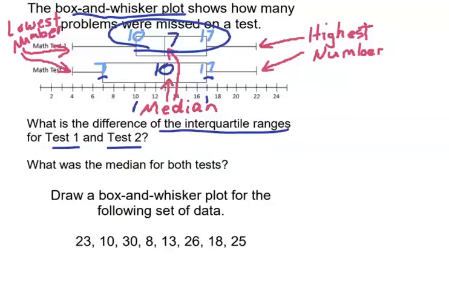And it's asking what the difference is. Well, we just do 10 minus 7. So the answer is 3. So the answer to this part is 3.